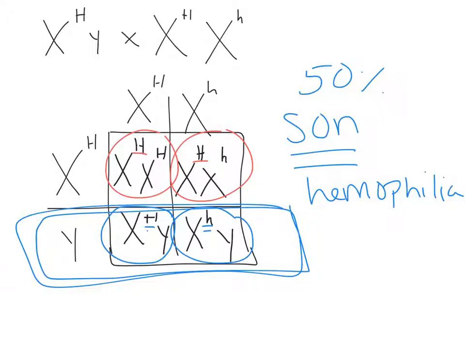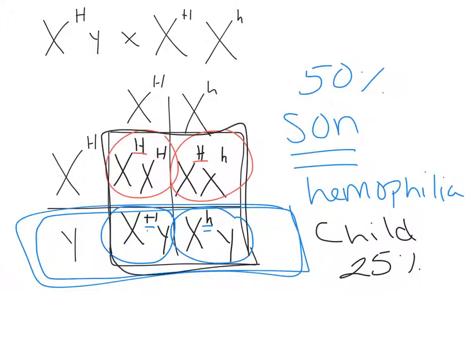So this would be a little bit different if I asked you what was the chance of a child having hemophilia. So the chance of any child having hemophilia is 25%. So at that point we're looking at the whole Punnett square again, not just the bottom two boxes.